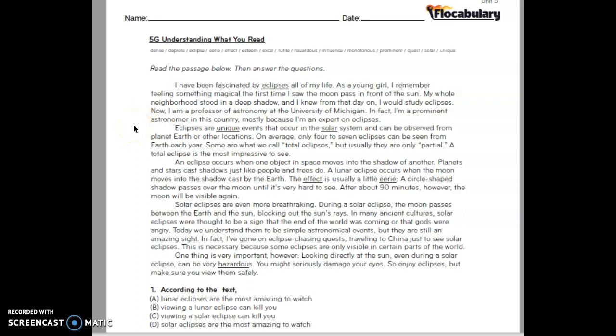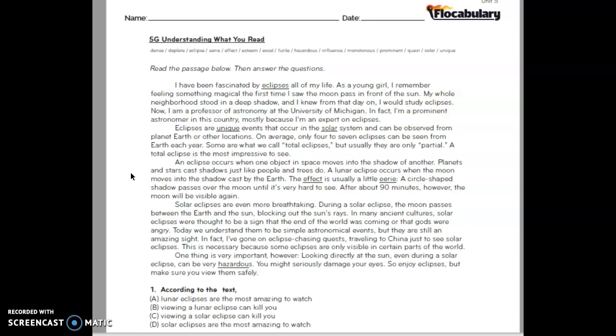Eclipses are unique events that occur in the solar system and can be observed from planet Earth or other locations. On average, only 4 to 7 eclipses can be seen from Earth each year. Some are what we call total eclipses, but usually they are only partial. A total eclipse is the most impressive to see. An eclipse occurs when one object in space moves into the shadow of another. Planets and stars cast shadows just like people and trees do.